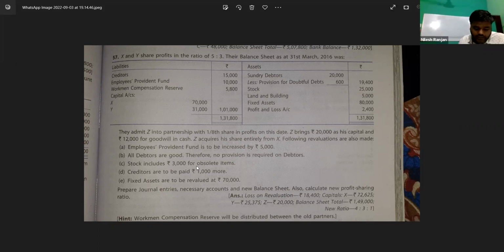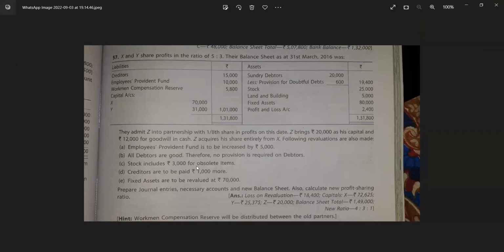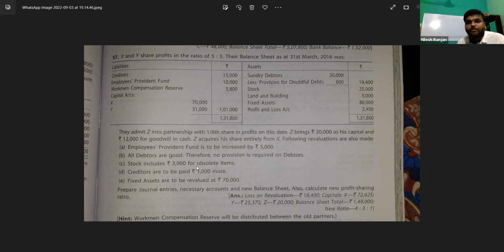Employee provident fund is to be increased by 5,000. All debtors are good, therefore no provision is required on debtors. The stock includes 3,000 for obsolete items. Creditors are to be paid 1,000 more. Fixed assets are to be revalued at 70,000. Prepare journal entries, necessary accounts, and the new balance sheet. I think the balance sheet you know already.